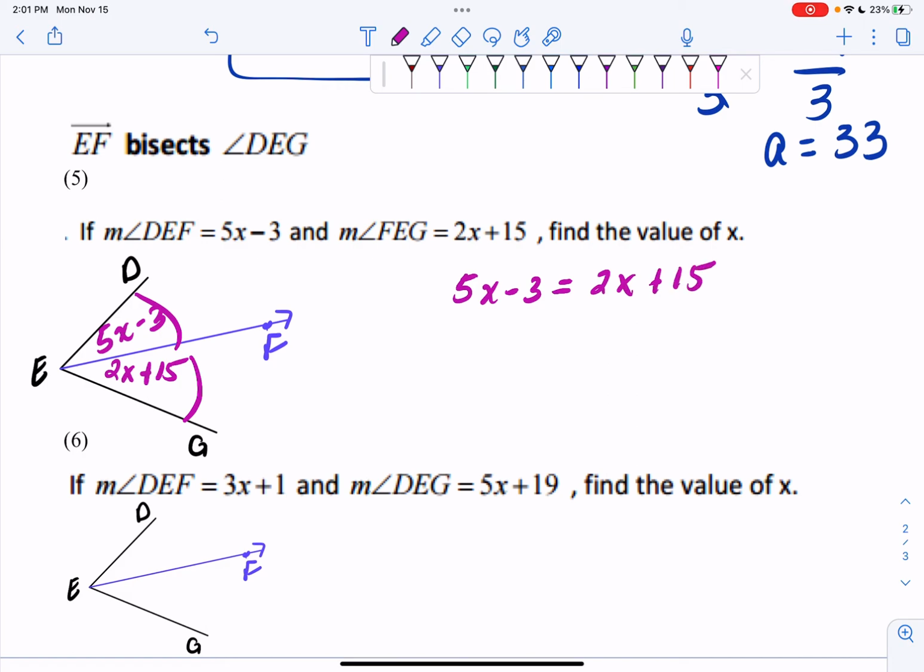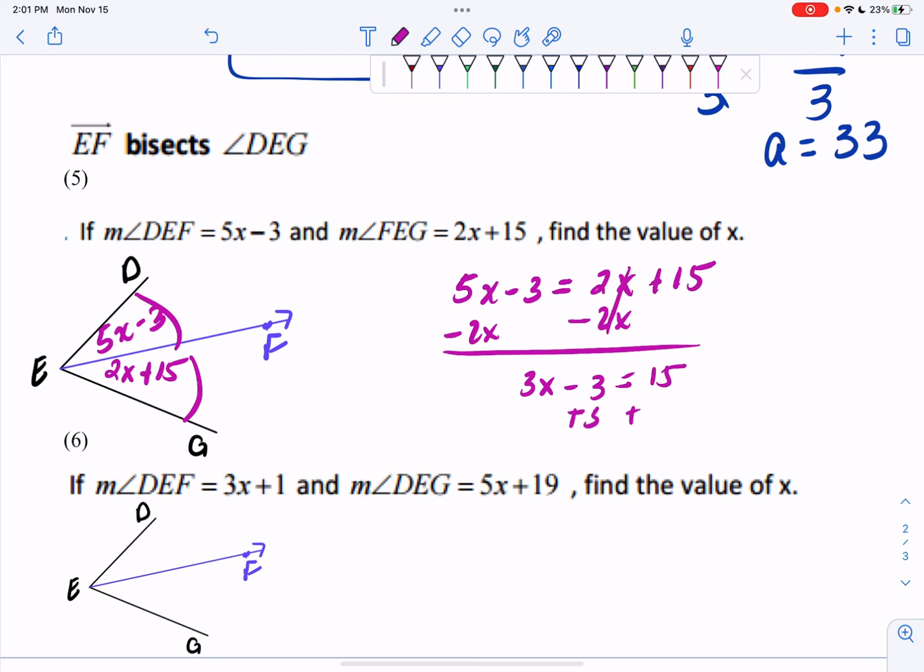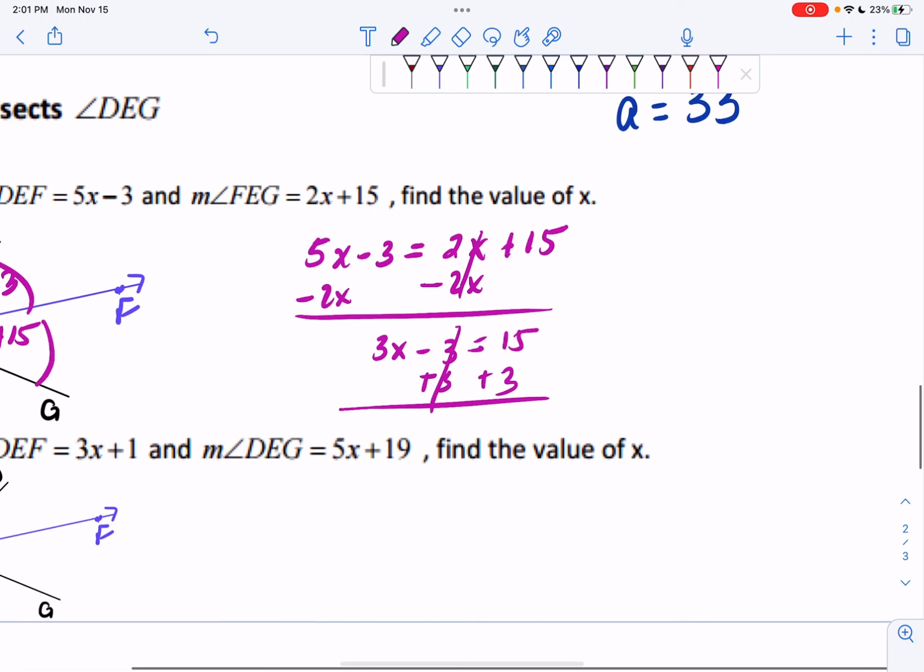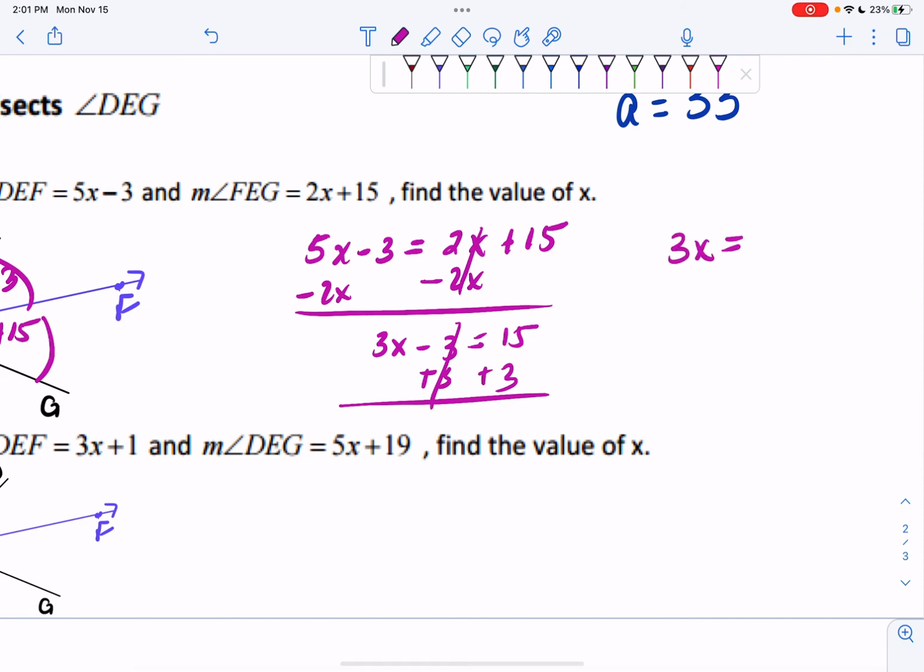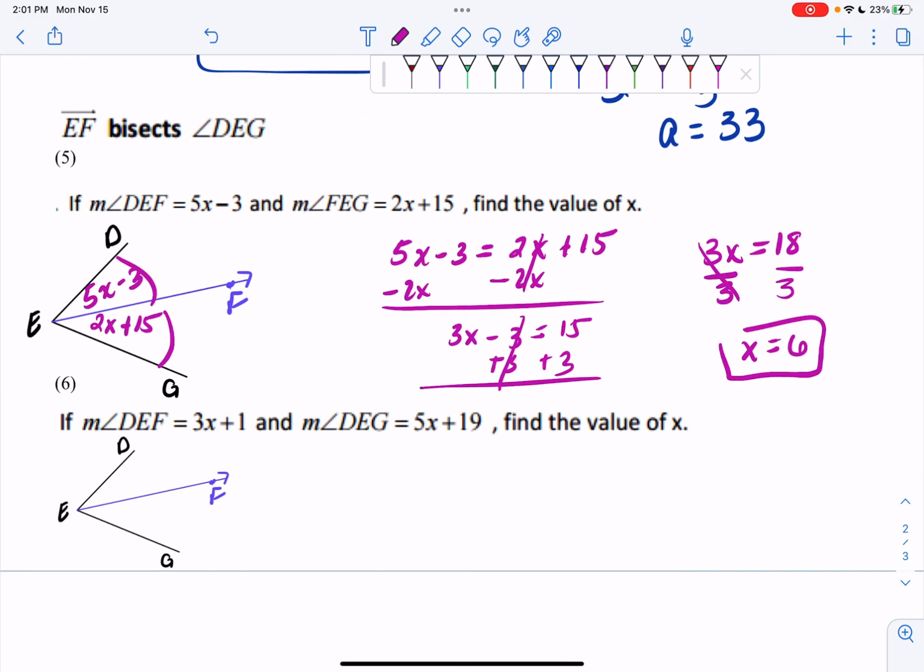Get x's on one side, so I'm going to subtract 2x from both sides of my equation. So I have 3x minus 3 equals 15. I add 3 to both sides of my equation, and I get 3x equals 18. Divide by 3, and I get x is equal to 6. And that's my final answer.